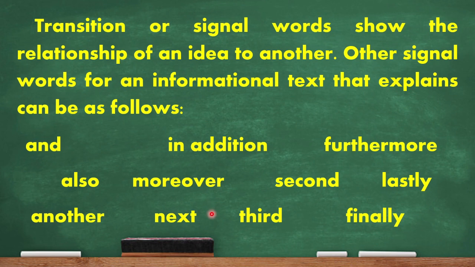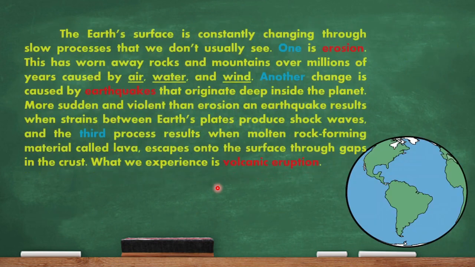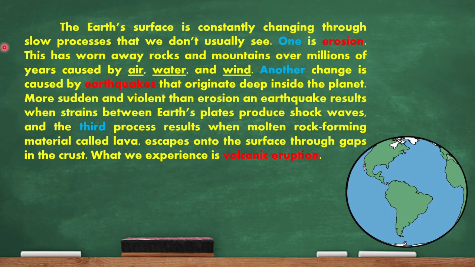So these words are called transition or signal words because if we want to show the relationship of ideas from one idea to another, we are supposed to be using these words. And second, in addition, also, etc. All of them are called transition or signal words. Okay, let's have this piece.